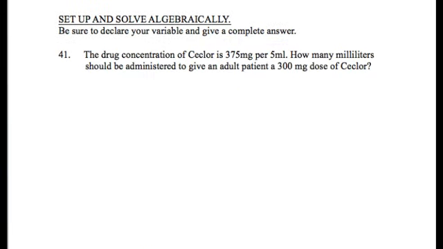Okay, next question we'll take a look at is 41. Again, same instructions: set up and solve algebraically. Be sure to declare your variable and give a complete answer. Let's figure out what our unknown is. The drug concentration of C-chlor is 375 milligrams per 5 milliliters. How many milliliters should be administered to give an adult patient a 300 milligram dose of this C-chlor?